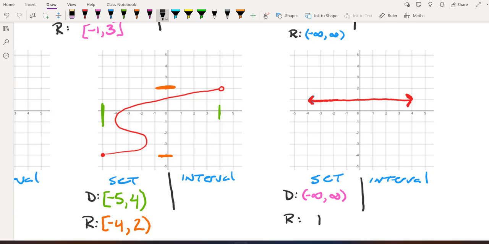Now, does that one number get circle brackets or square brackets? Square, because it can actually equal the value of 1. Right? So we get square brackets. The range consists of only one number.